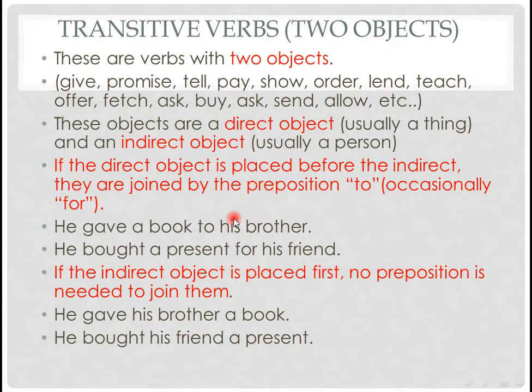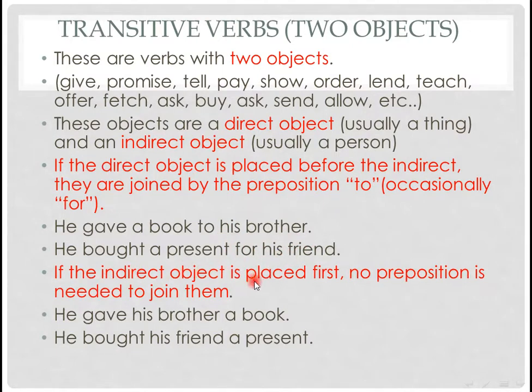When we have the indirect object at the end, we put to and sometimes for before it. And if we have another example, he bought a present for his friend, we see this is the direct object, this is the indirect object, and we add for before the indirect object.